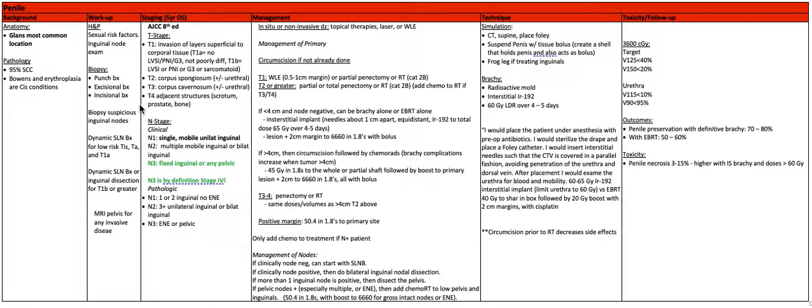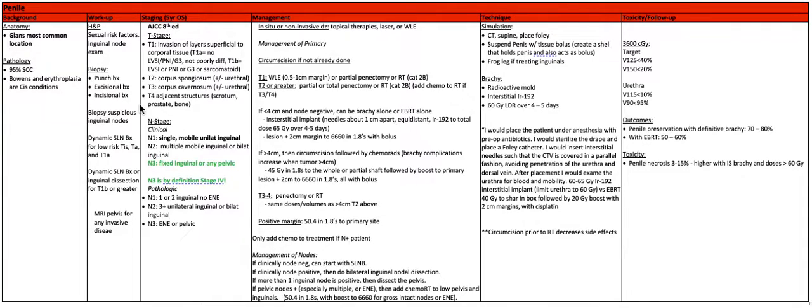Your script is to say, I would place the patient under anesthesia with pre-op antibiotics. I would sterilize and drape and place a Foley catheter. I would insert interstitial needles such that the CTV is covered in a parallel fashion, avoiding penetration of the urethra and dorsal vein. After placement, I would examine the urethra for blood and mobility. 60 to 65 gray iridium 192 interstitial implant and limit the urethral dose to 60 gray, versus external beam radiation 40 gray to the shaft in the box, followed by a 20 gray boost with 2 centimeter margins with cisplatin.